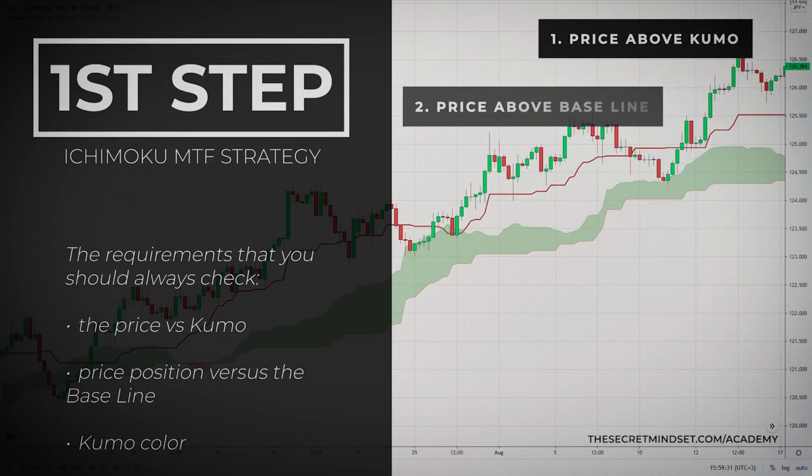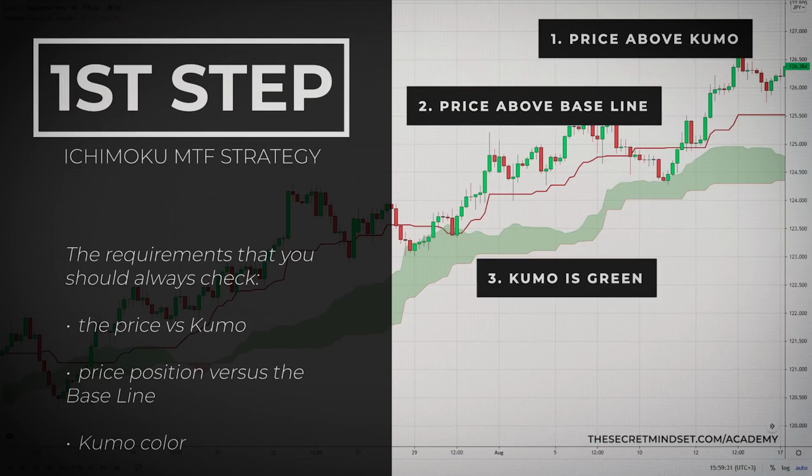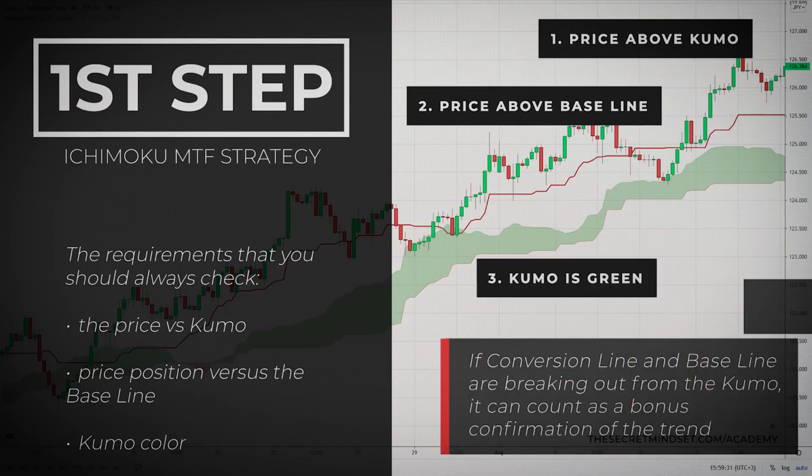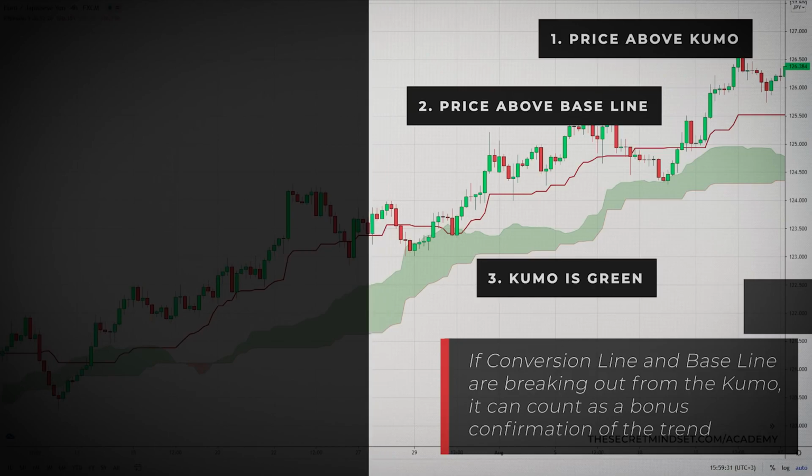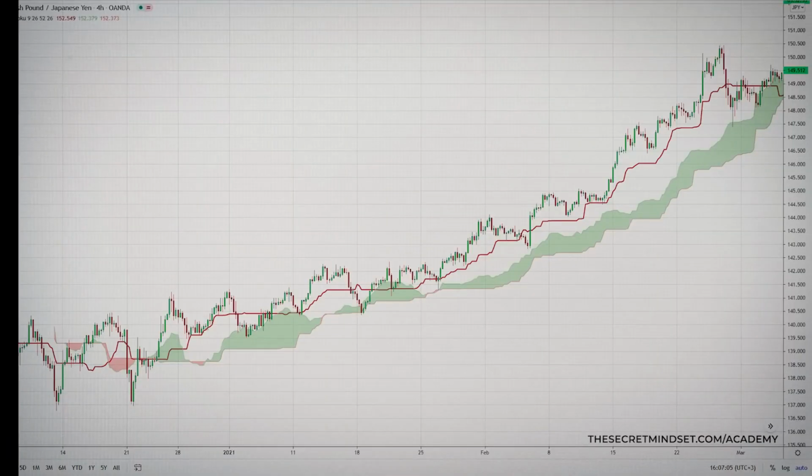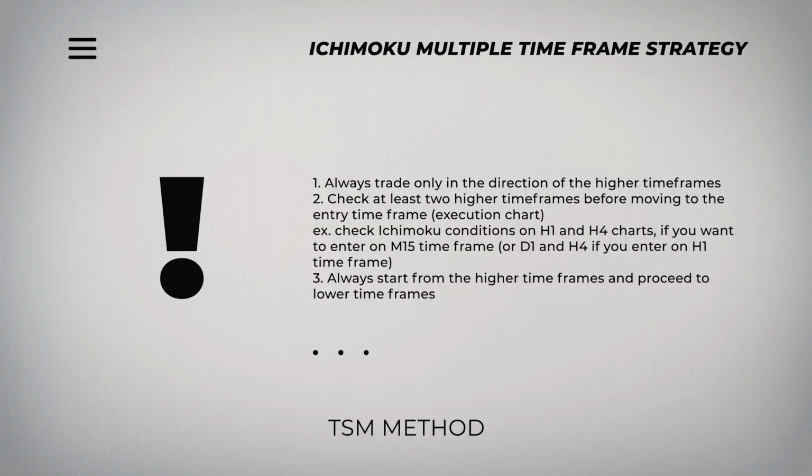If these parameters are the same on different time frames, then the trend has potential to continue. If you find that, for example, the conversion line and baseline are breaking out from the Kumo too, it can count as a bonus confirmation of the trend. The premise of this strategy is that you should always trade only in the direction of the higher time frames. I would advise to check at least 2 higher time frames.